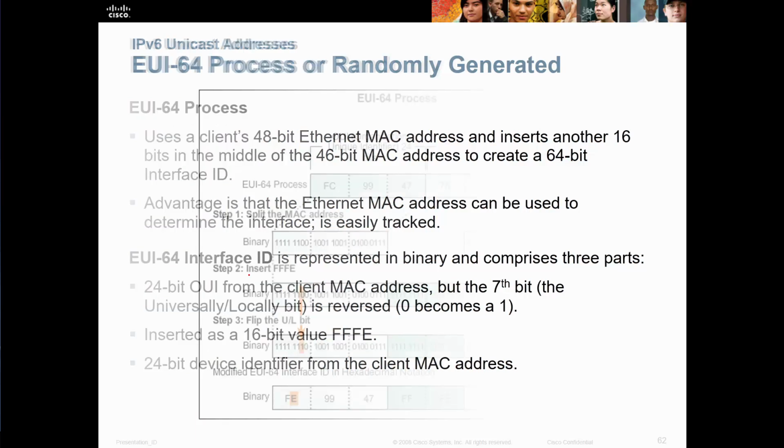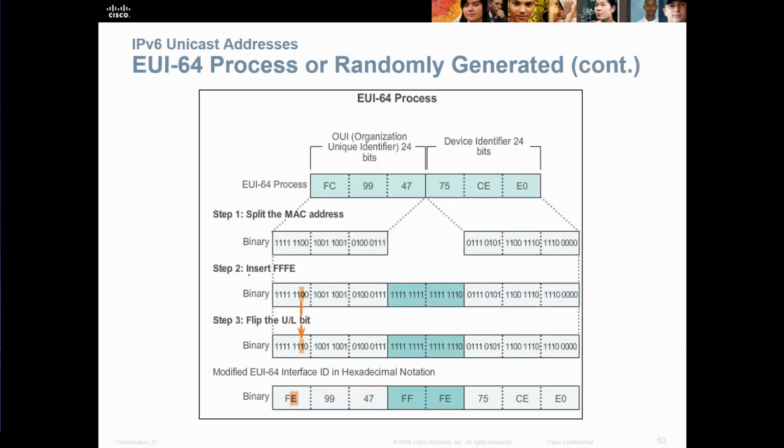So here we have the OUI portion. We split it in half. We add the appropriate FFFE in the center, the 16 bits. We go to the 7th bit, that one right there, and we flip it. So instead of it being a 0, it becomes a 1. And that is our randomly generated process for our EUI-64 process.